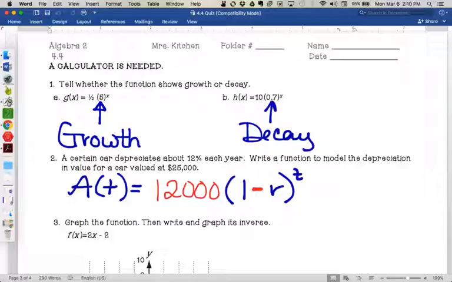That's 12,000. Since it is depreciating, we're going to remove the plus and just put minus. That rate is 12%, so I'm going to put 0.12. I can subtract this amount now. Don't leave it like that. That's like 100 minus 12, or 88, which is 0.88, and you're finished with that one. That's all you need to do.